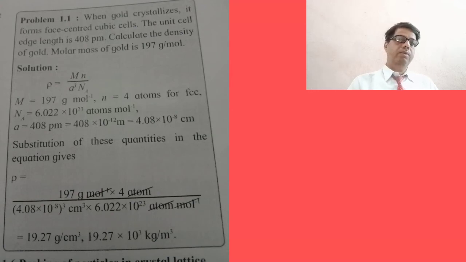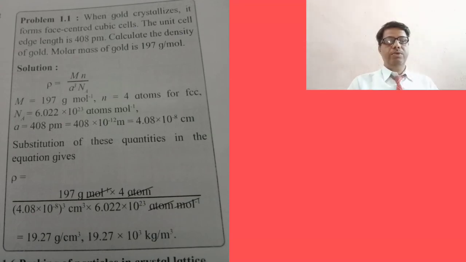For a simple cubic it is 1 particle. Then for body-centered cubic, there are 2 particles per unit cell, and for FCC there are 4 particles, or say atoms, ions or molecules, whatever it may be. Here it is gold, so the basic particle is an atom. So for the FCC unit cell, there are 4 particles per unit cell contributed to the crystal structure. So N, small n, is equal to 4 atoms for FCC.